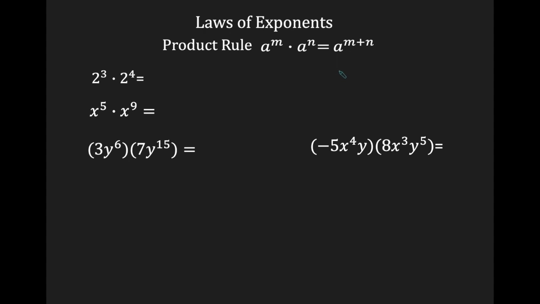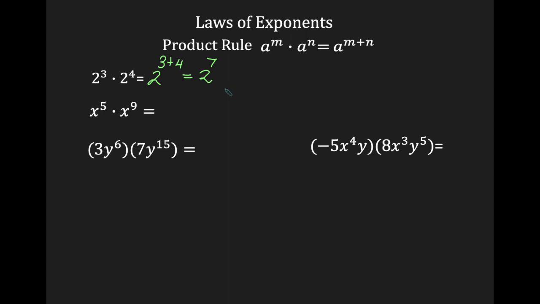Let's try some examples. My first example, I have 2 raised to the third power and I'm multiplying by 2 raised to the fourth power. Now the 2 here is our base, and the rule states that when your bases match, you keep your base and we're going to add our exponents. So we're going to add 3 plus 4. So my answer is 2 raised to the 7th power.